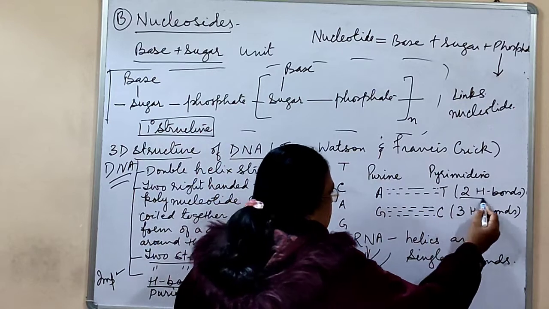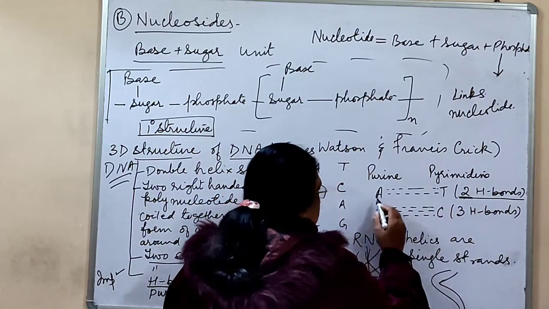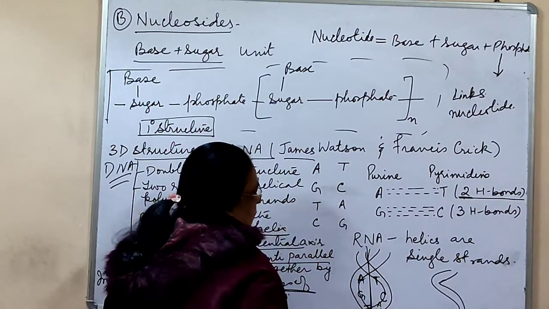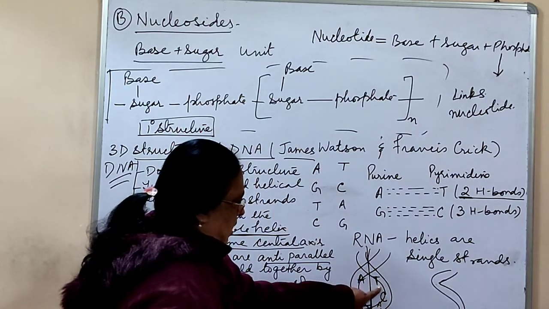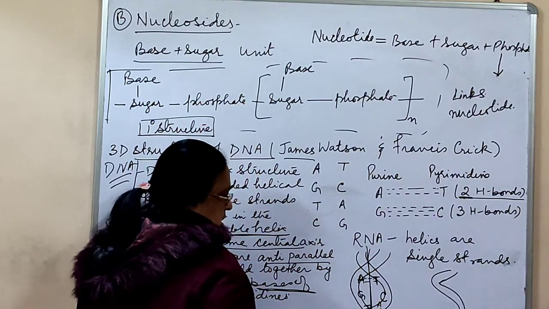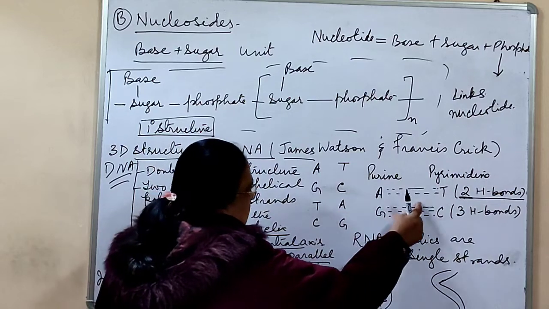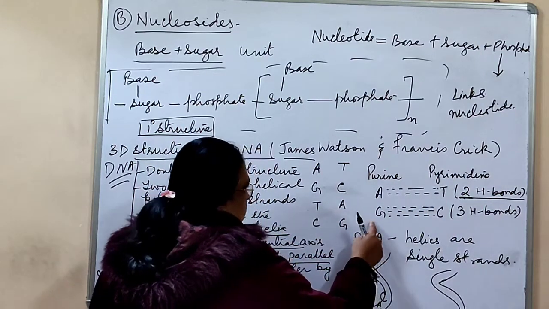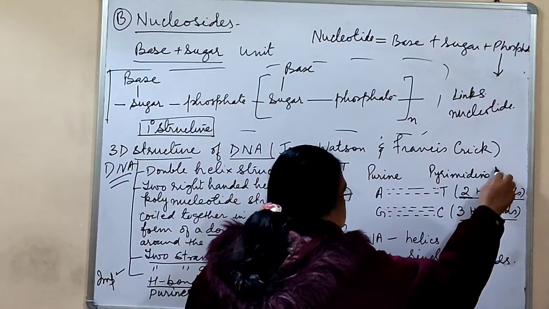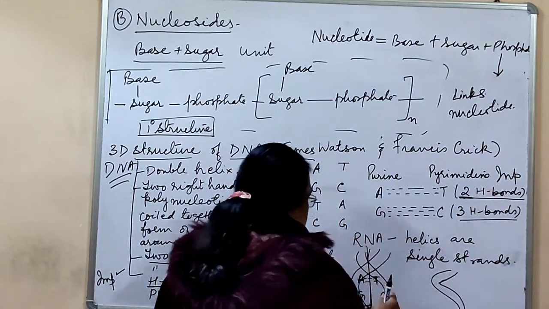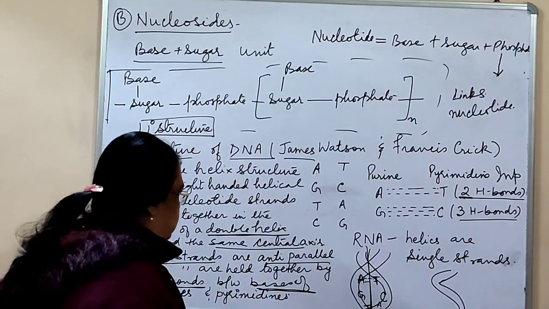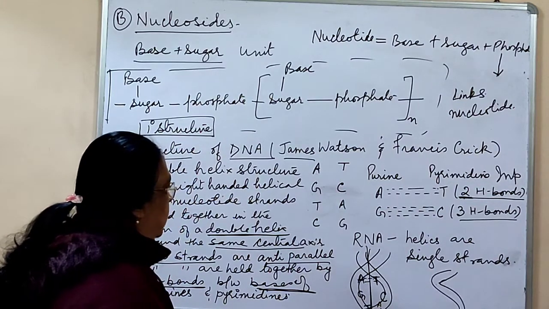And so what is important here? Two hydrogen bonds will be formed between adenine and thymine. So one strand is held by the other strand because of these hydrogen bonds. Between adenine and thymine, two hydrogen bonds. Between guanine and cytosine, there will be three hydrogen bonds. This part is very important to know. And so one strand is held by the other strand. I hope this is clear to you.